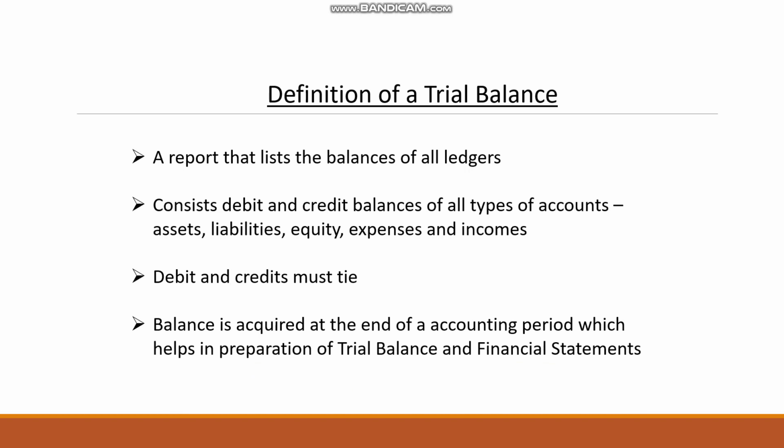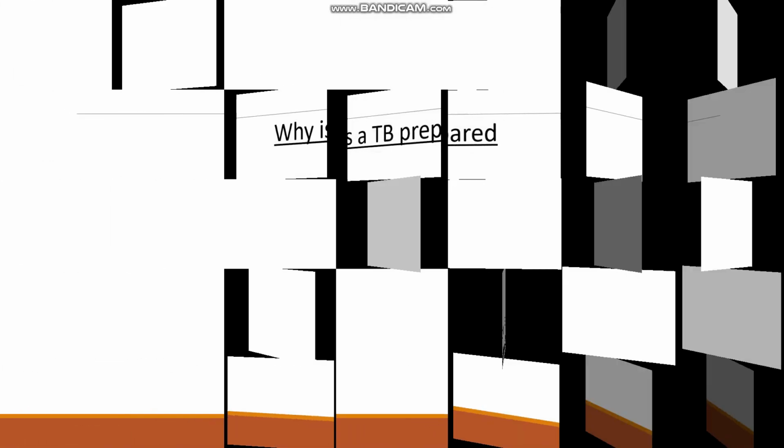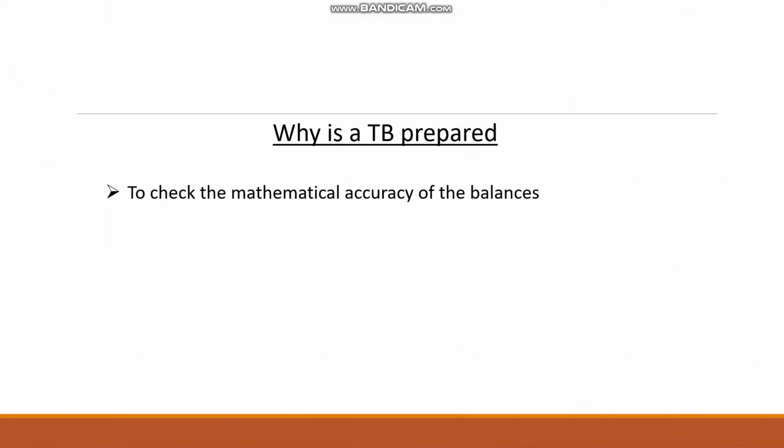Now the question is, why is a trial balance created? A trial balance is basically created to check the mathematical accuracy of all the balances. But if the mathematical accuracy ties out, it does not mean the trial balance is 100% correct. There can be various other reasons why the TB can show you some misleading balances. The reasons for such will be discussed in a separate video.